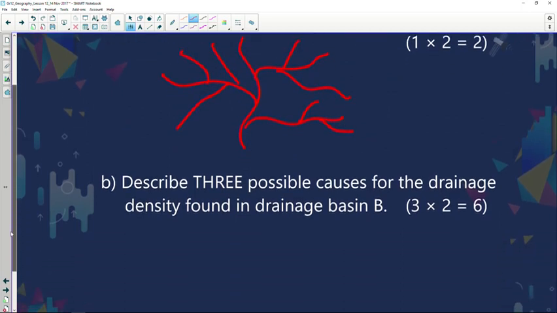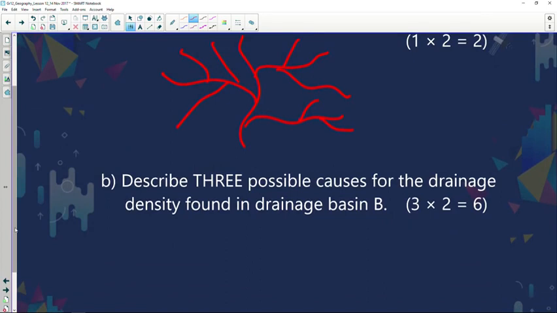Now if you look at question B, describe three possible causes for the drainage density found in drainage basin A. Once again, the factors that influence the runoff: a steep slope, higher rainfall, less vegetation, and the permeability of the rock. It might be impermeable, it doesn't allow water to infiltrate, so it's going to promote surface runoff. And that's the reason we can see so many tributaries joining the main stream.